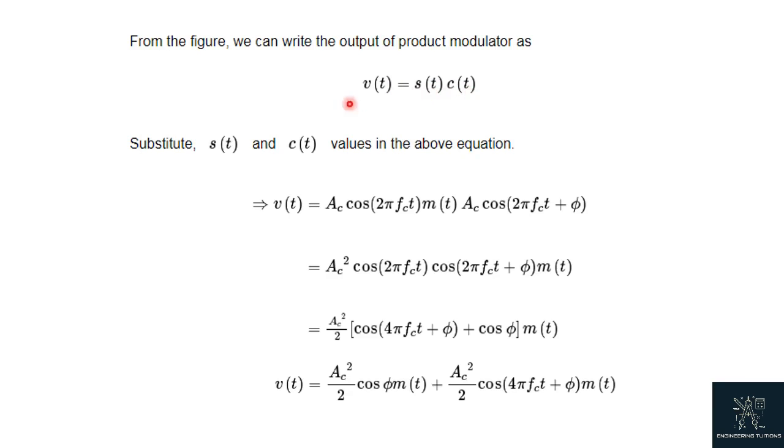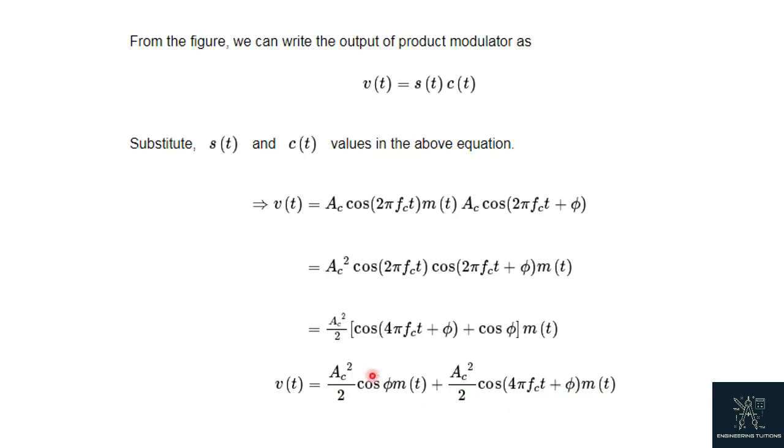Substituting s(t) and c(t) values in the above equation, we get v(t) equal to Ac cos 2πfct into m(t) into Ac cos(2πfct + φ). On further simplifying this equation, we get v(t) equal to (Ac²/2) cos φ m(t) plus (Ac²/2) cos(4πfct + φ) into m(t).